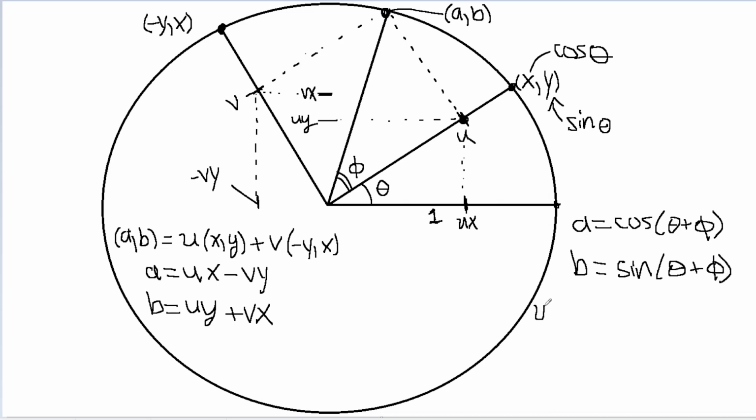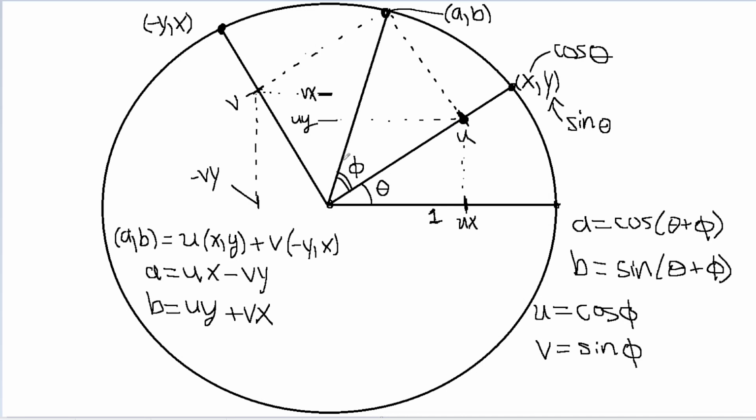What is u, though? Well, u is cos phi. And what is v? V is sine phi. But why is that? Well, it's because it's along another coordinate system, but this time it's here, and it connects to this.